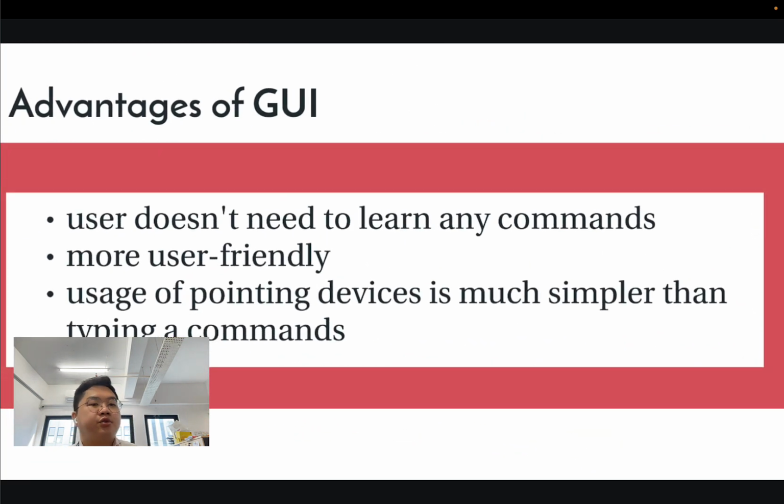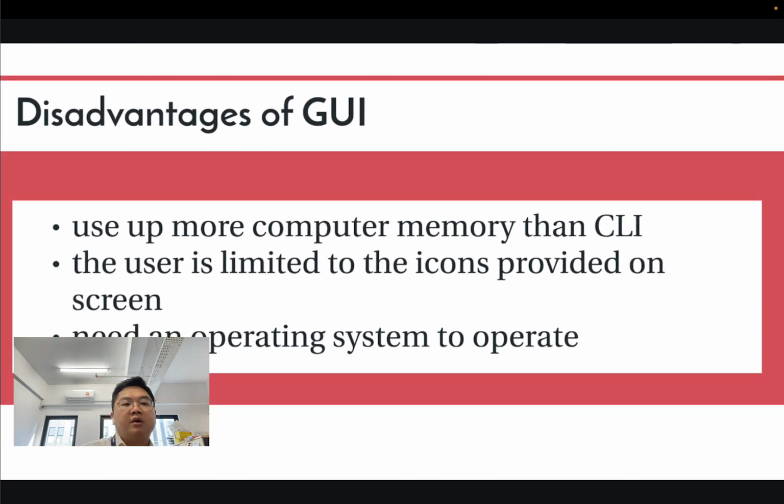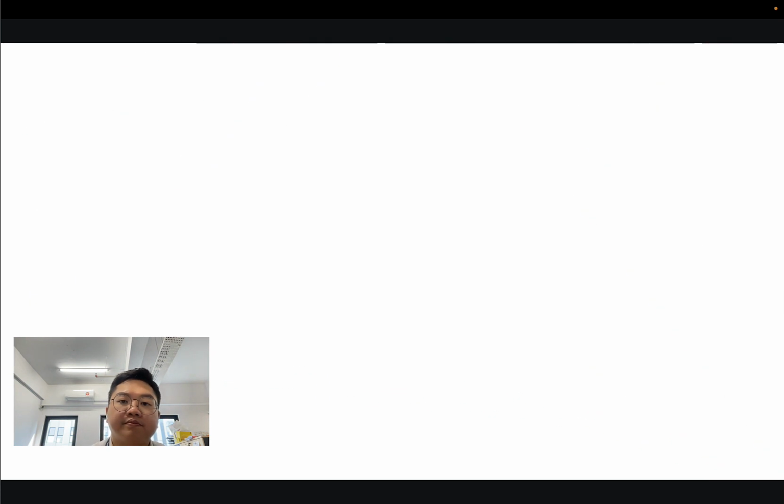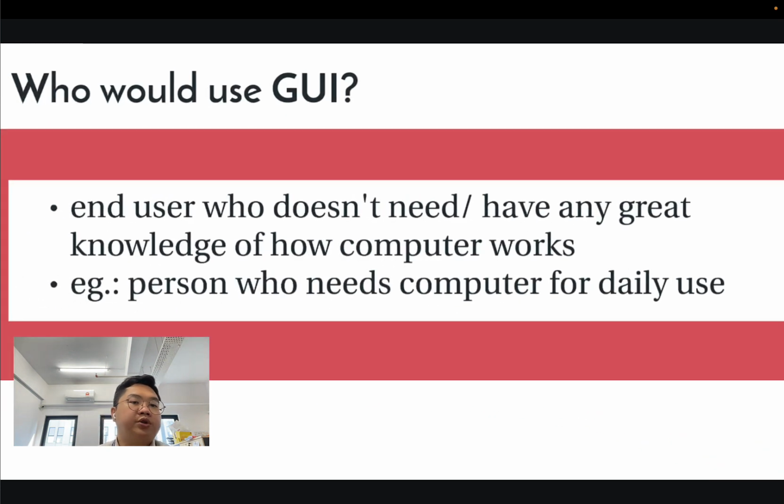Now, the advantage of a GUI is that every user doesn't have to learn any commands to use a device. It's definitely more user-friendly, and using the devices will be much simpler than typing a command. However, the more graphics there are, the more computer memory is required compared to a CLI, and the user will be limited to whatever they see on the screen, and they will need an operating system to operate, like Windows, Linux, or Macintosh.